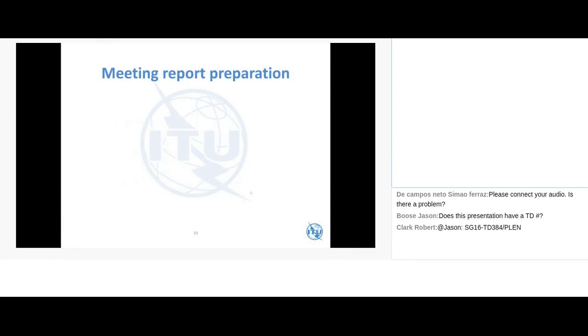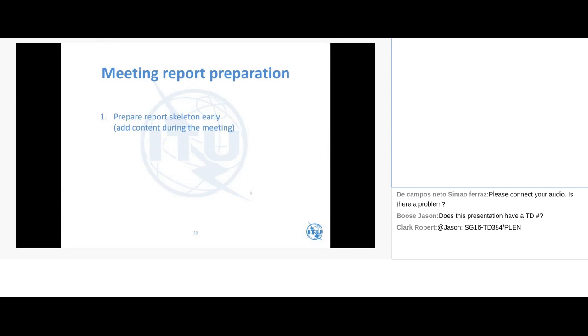Looking at meeting report preparation. So this can be done in a number of different ways, and it's certainly not the Secretariat's role to tell you how to do it. But there are some best practices that have evolved over the years that can help your work, make it easier, and ensure the quality. A typical way is to build the skeleton for your meeting report early.